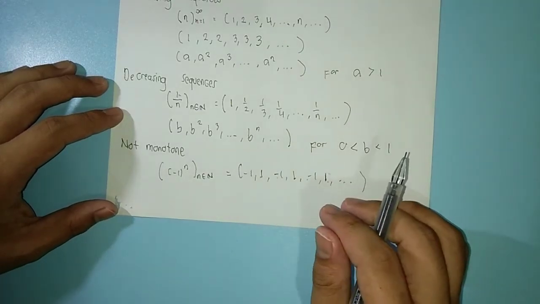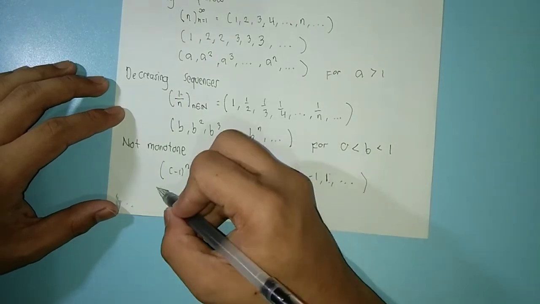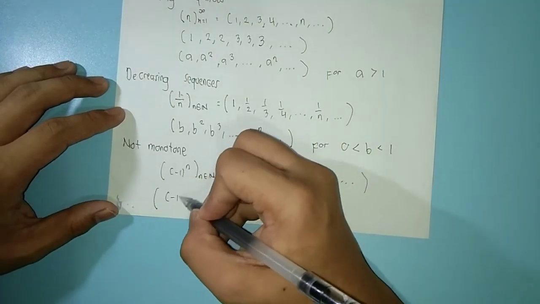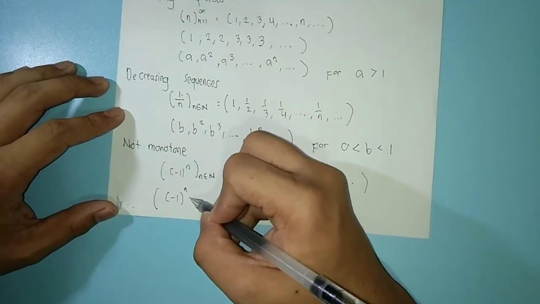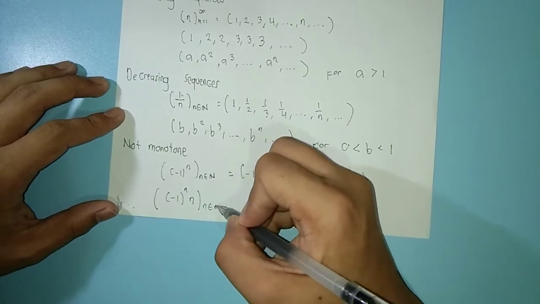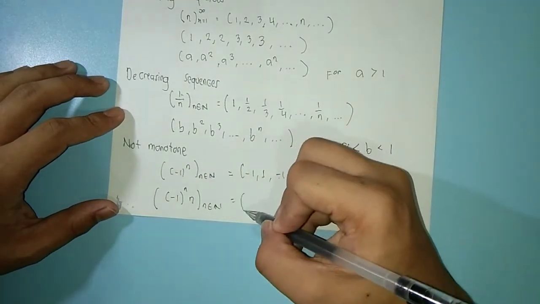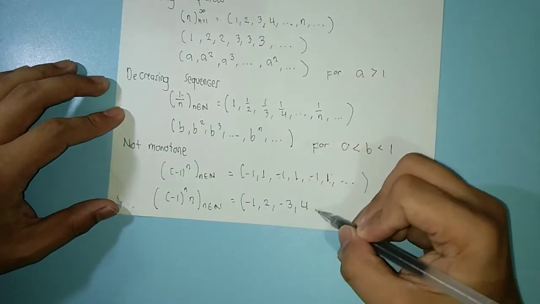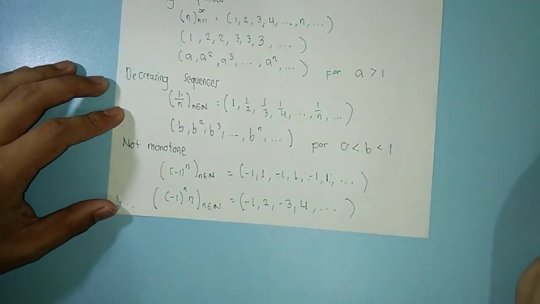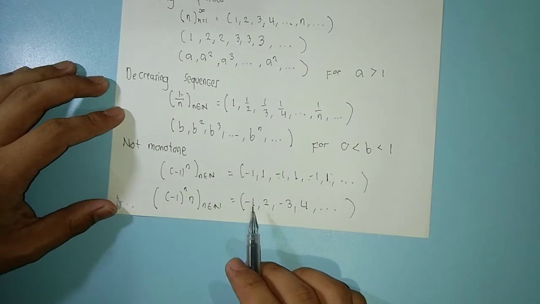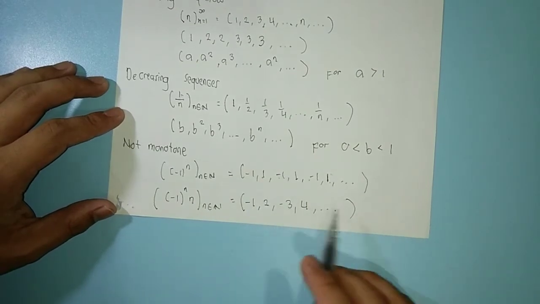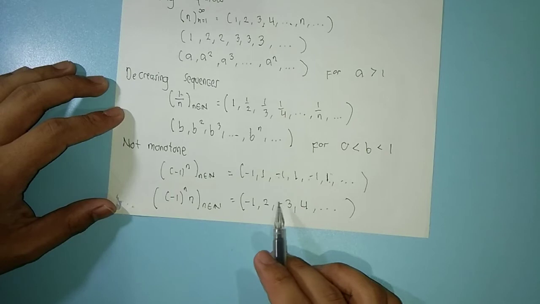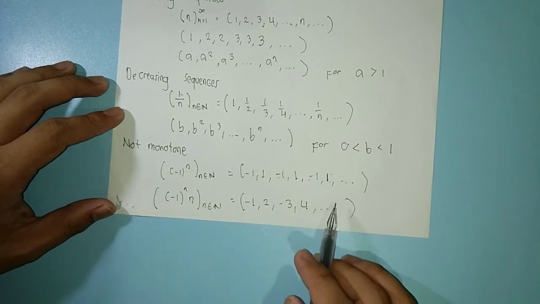Okay? So, another example, let's say negative 1 quantity raised to n, times n, n element of natural numbers. So, this is negative 1, positive 2, negative 3, positive 4, and so on. Okay? Although yung magnitude niya, which is yung 1, 2, 3, 4, ay parang increasing, pero dahil dito sa sign, hindi siya naging monotone.